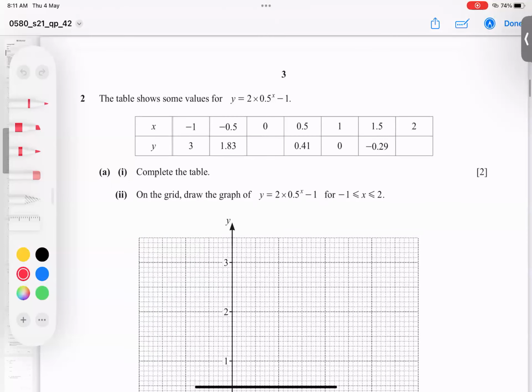Bismillahirrahmanirrahim. This is the paper, June 2021, 42 variant, question number 2.